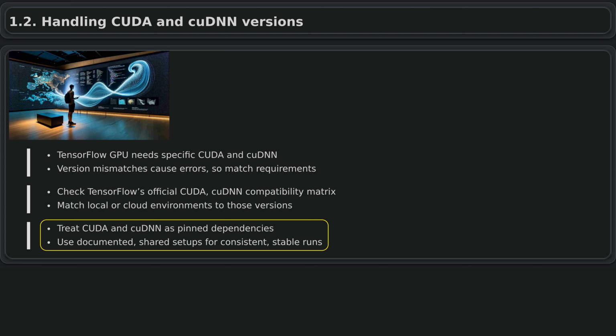Treat CUDA and cuDNN as core parts of your environment setup, just like your Python and TensorFlow versions. Whenever possible, use pre-built combinations, such as container images that already bundle TensorFlow with compatible CUDA and cuDNN, so you do not have to manage these libraries yourself. Carefully record which versions you use and share this information with your team, so everyone works with the same setup. This strategy reduces version conflicts, simplifies debugging, and provides a stable base for running TensorFlow efficiently on supported GPUs.